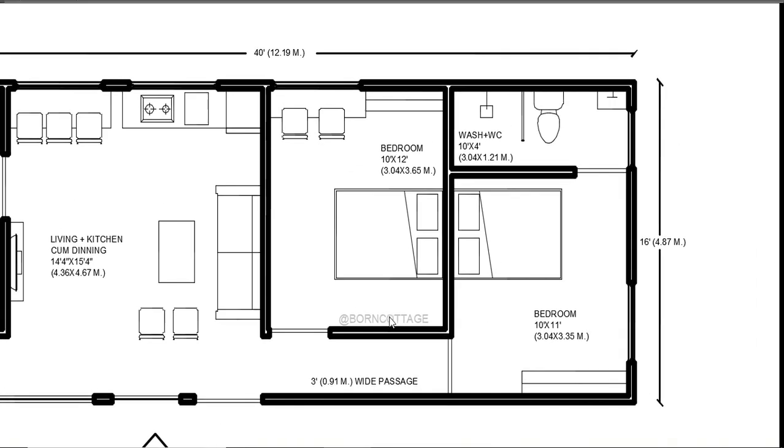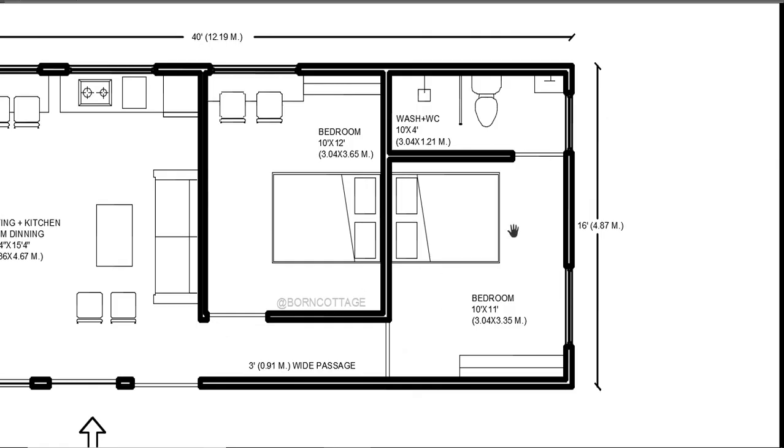So we have bedroom number 2 here. The size of this bedroom is 10 feet into 11 feet, in meters 3.04 into 3.35 meters. You can see here the bed arrangement, wardrobe arrangement, also a large size window for ventilation and light purpose, and we have an attached washroom plus water closet with this room.